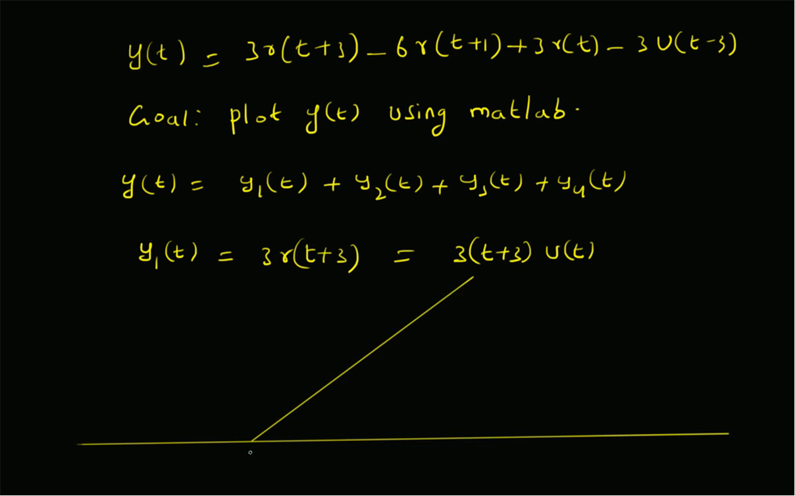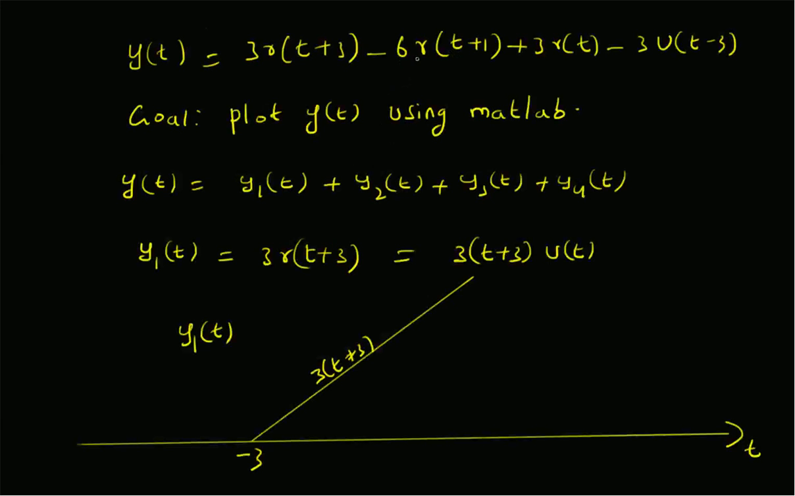So graphically it looks like the following. It starts at the value minus 3 and the equation of the line is simply 3 into t plus 3, or in other words 3t plus 9, and it starts at minus 3. So this is the signal y1 of t.